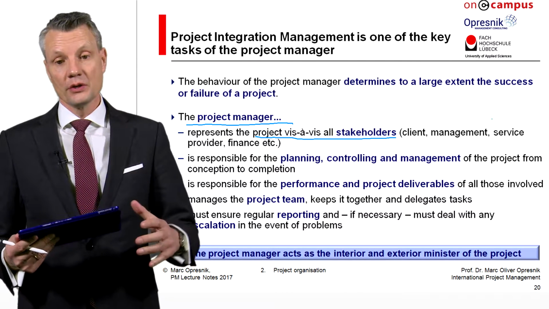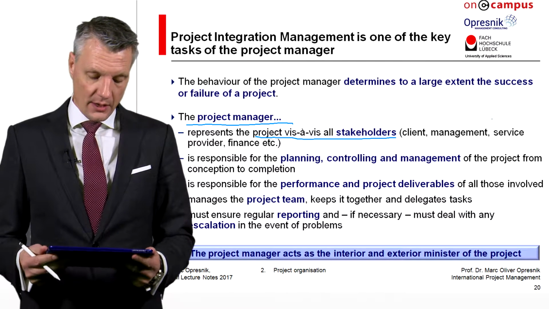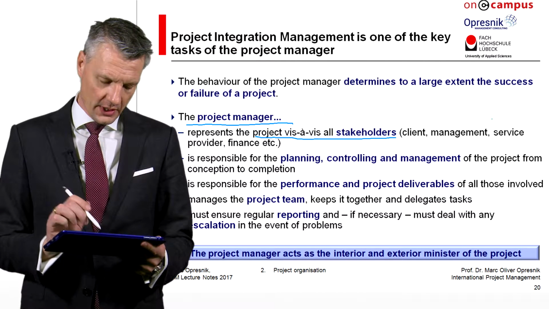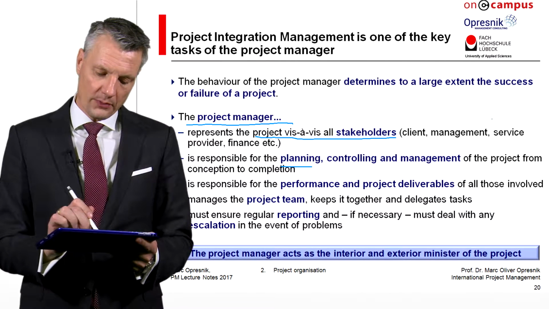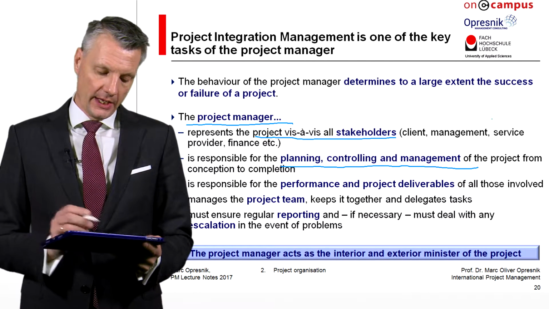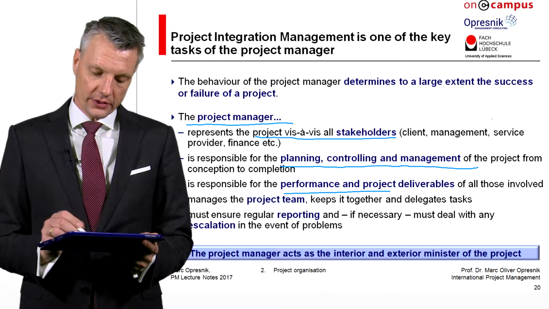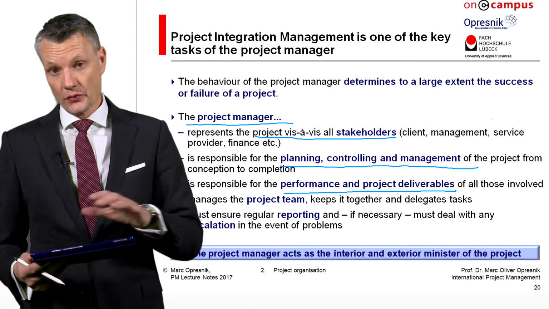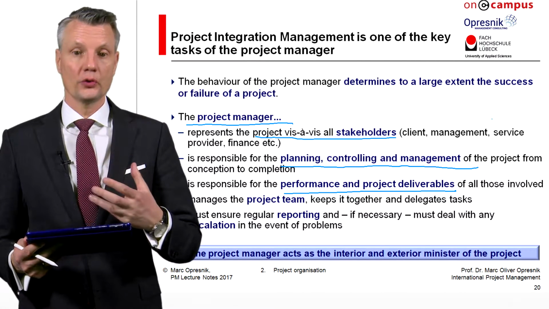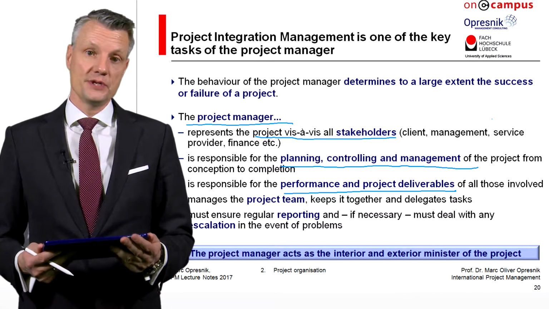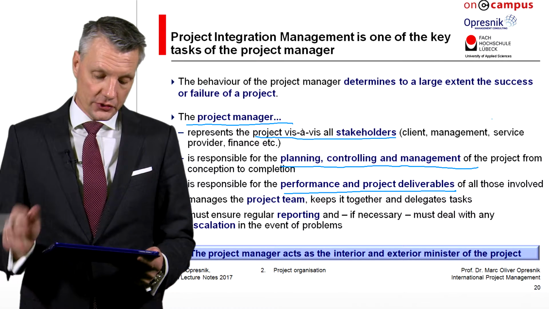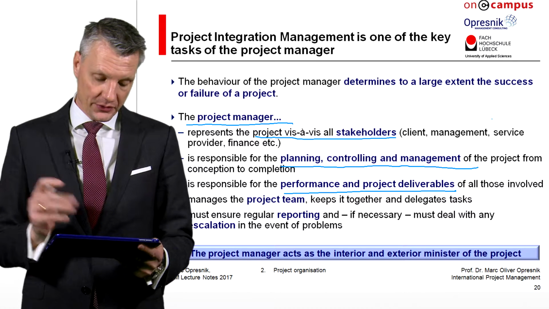He's the one who's representing the entire project, not the team members, but the project manager. He's the spokesperson for the project. So he's responsible for all the planning, controlling and management until the completion. And he's also responsible for the project deliverables. So it is his responsibility to really accomplish the goals which have been specified to be achieved in the project setup. So it is not the team members who are responsible, but the project manager.